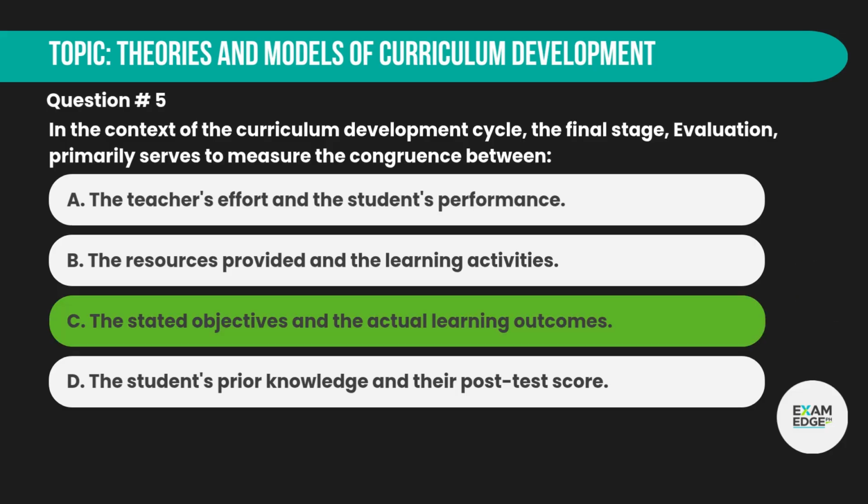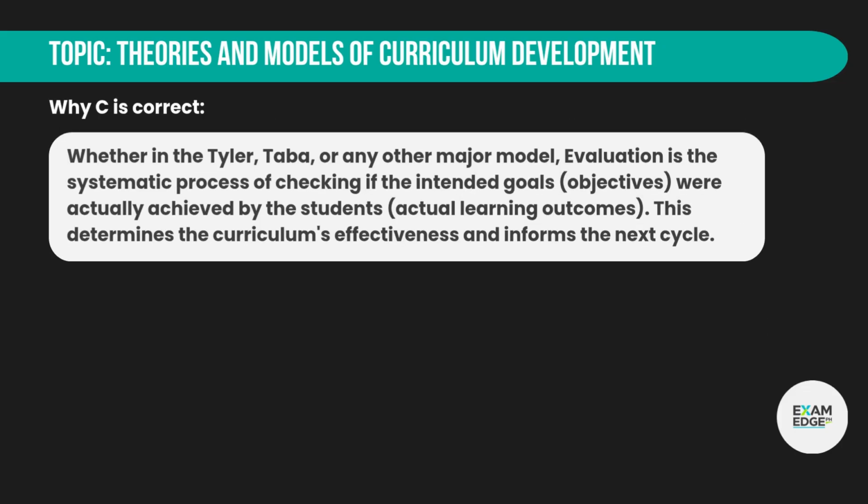Correct answer. C. The stated objectives and the actual learning outcomes. Why C is correct? Whether in the Tyler, Taba, or any other major model, evaluation is the systematic process of checking if the intended goals, objectives, were actually achieved by the students' actual learning outcomes. This determines the curriculum's effectiveness and informs the next cycle.